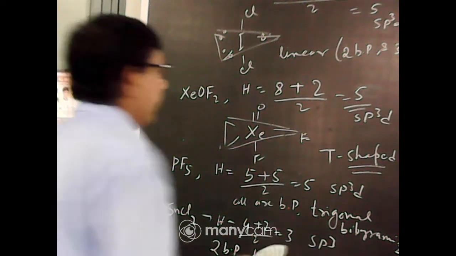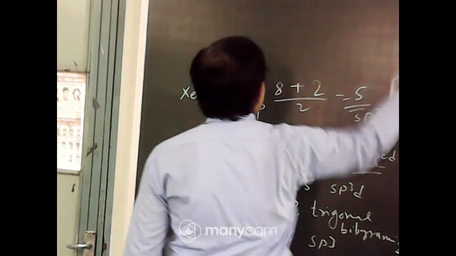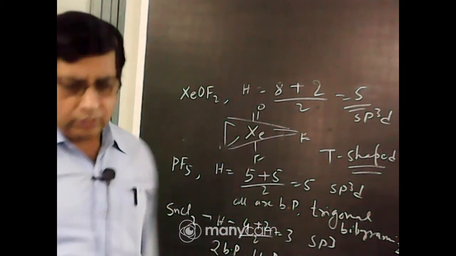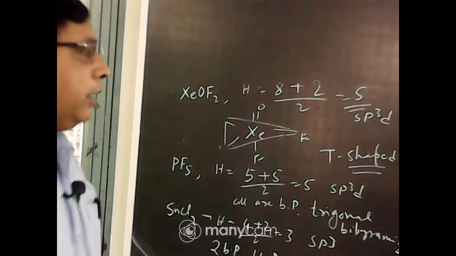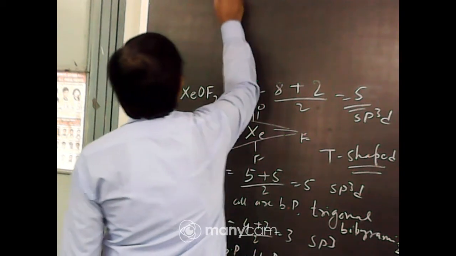So the next part, very important part, another type of bond. I have already told that besides the ionic bond and covalent bond, there are another 2 types of bond. One is called coordinate bond.